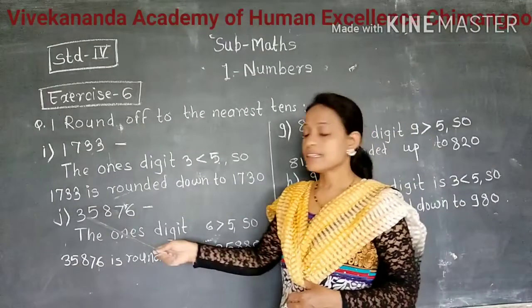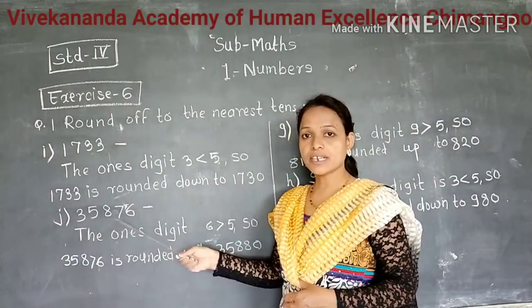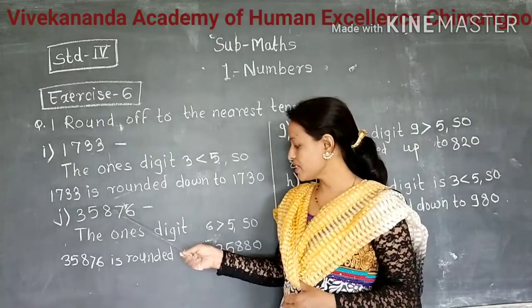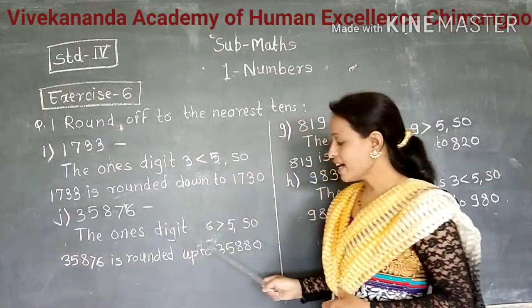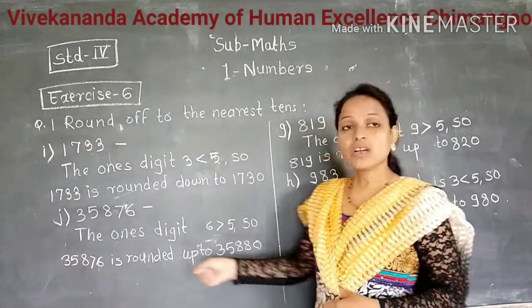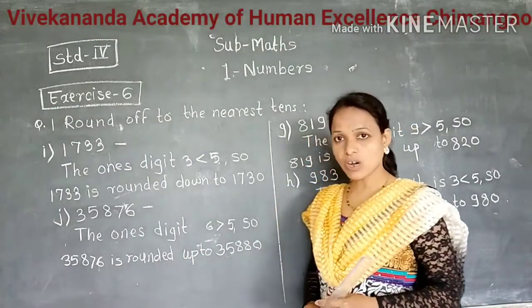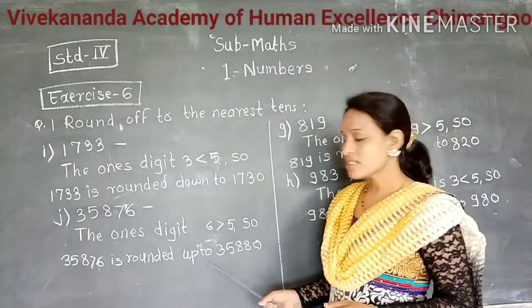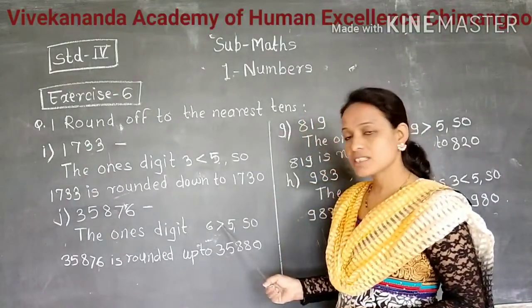Next number 35,876. Here the one's digit is 6, which is greater than 5. So the one's digit is replaced by 0 and the ten's digit is increased by 1. So what is your answer? The one's digit 6 is greater than 5.